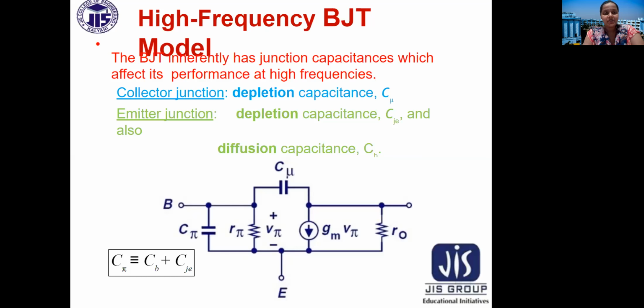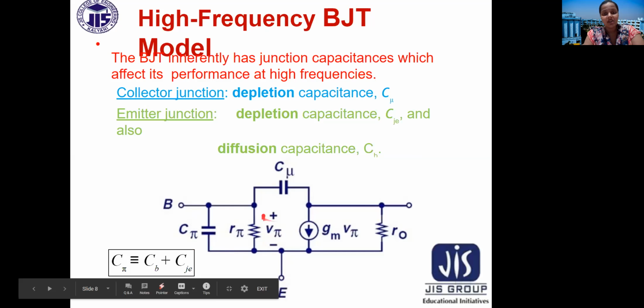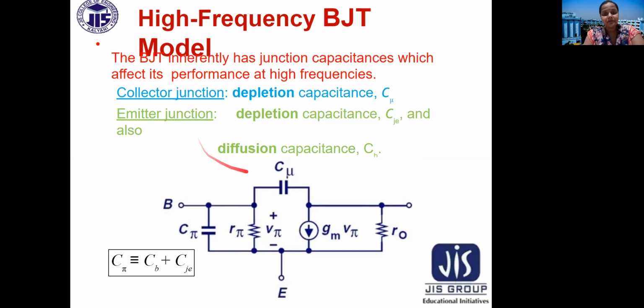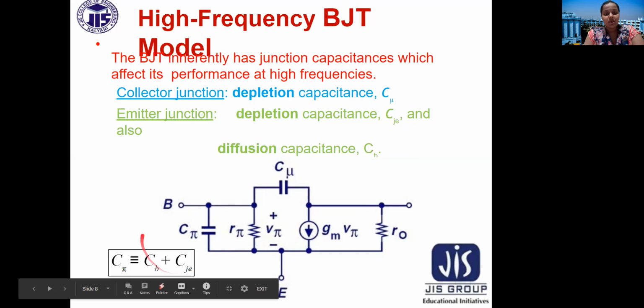High frequency BJT model. The BJT inherently has junction capacitances which affect its performance at high frequency. See here, in every junction you can see a capacitor. Collector junction, depletion capacitance C mu, this one. Emitter junction, depletion capacitance CJE, and also diffusion capacitance CB. So C pi is the sum of CB plus CJE. This is the emitter junction.